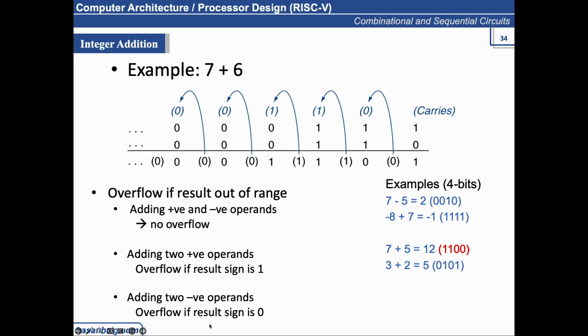Similarly, adding 2 negative operands. When you are adding 2 negative operands, the result should be negative, right? But if the sign bit is 0, then it means the result is overflowing. It cannot be represented in 4 bits. Just like this: minus 4, minus 5, it should be minus 9, but we cannot represent minus 9 in 4 bits, and the equivalent value of minus 9 in 4 bits would be this. It means that the result cannot be represented.